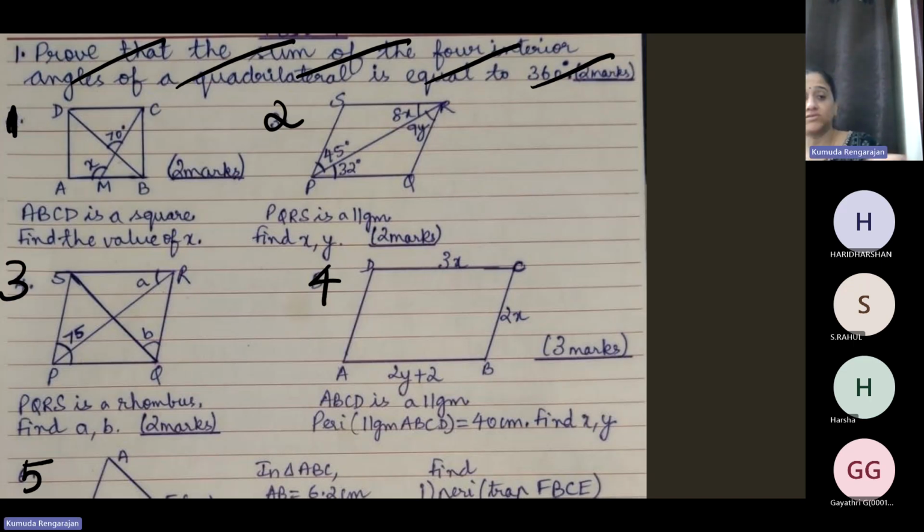Write the marks also alongside. So that figure is for 2 marks. Question number 1, 2 marks. Question number 2, 2 marks. 3 is also 2 marks. 4, 3 marks.